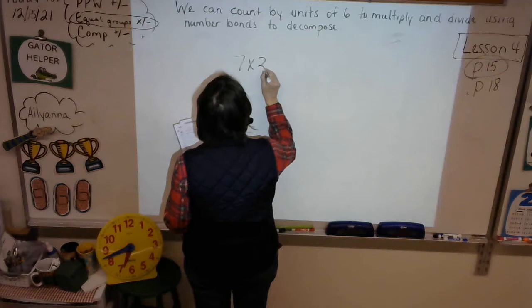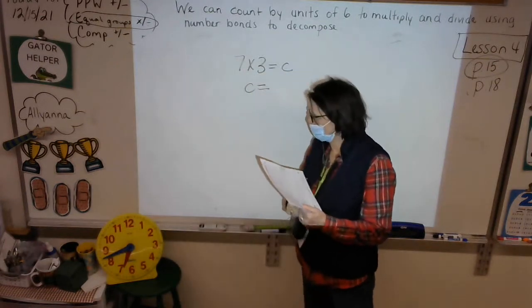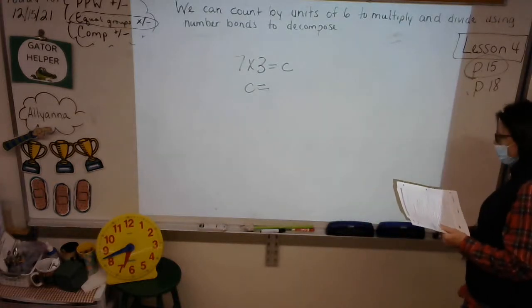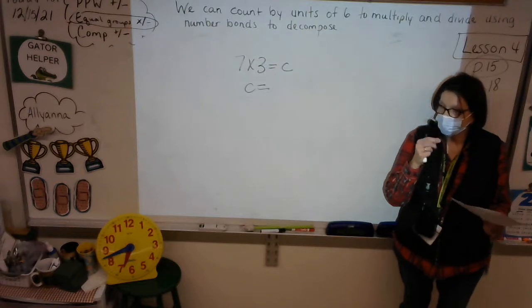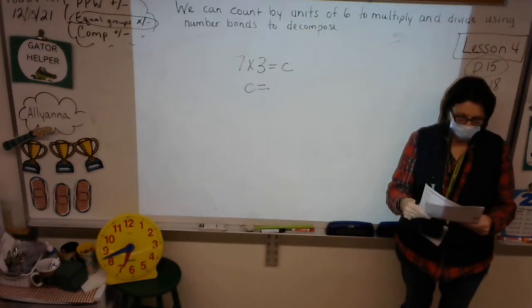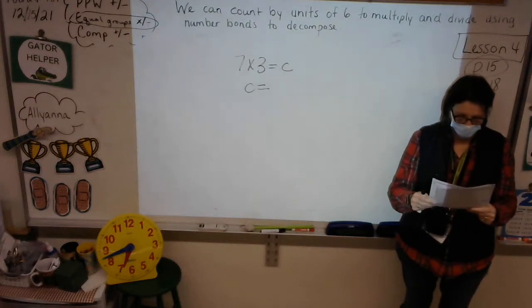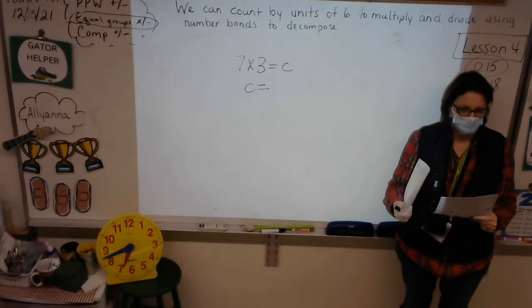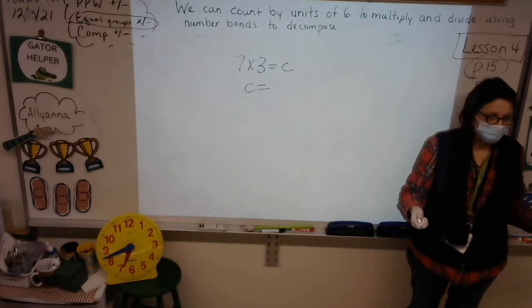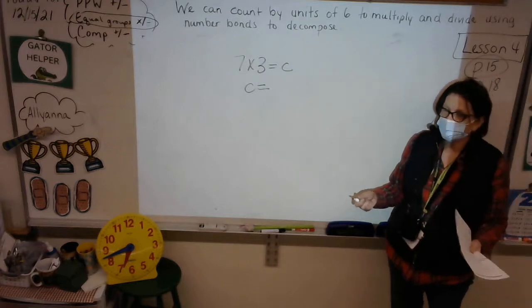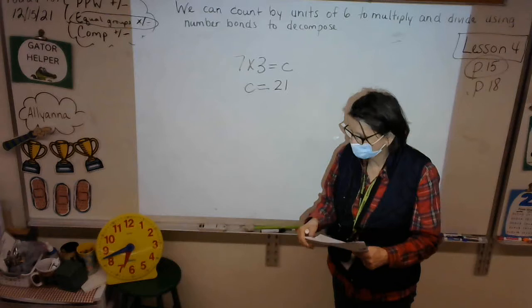7 times 3 equals C. Go ahead and write that, and then write what C equals. Very good. 7 times 3 equals C. C equals 21. Nice job.